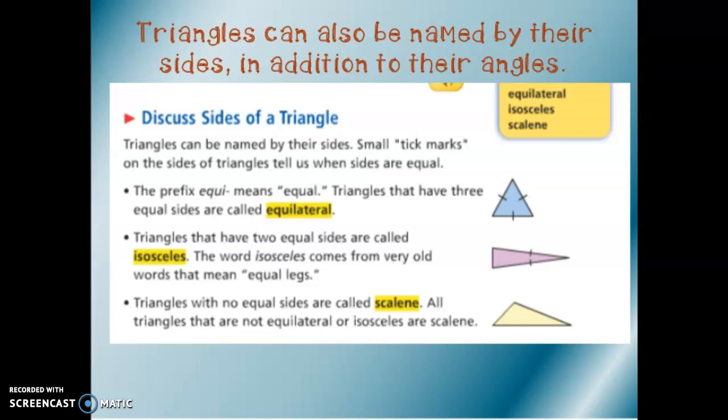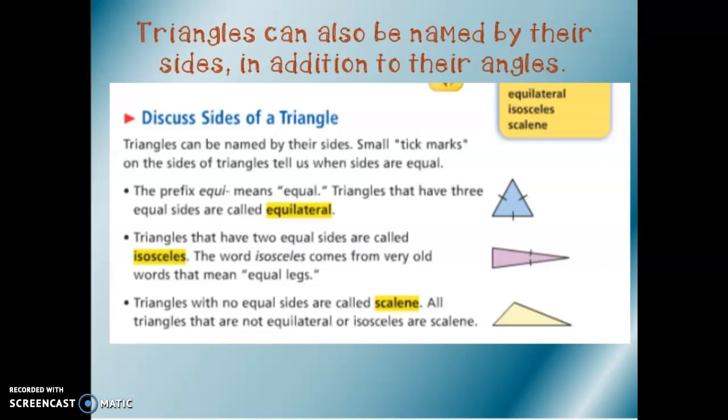So the prefix equa means equal. Triangles that have three equal sides, like the first triangle, are called equilateral triangles. Same length, same length, same length. Equilateral. The tick marks tell me all three sides are equal.